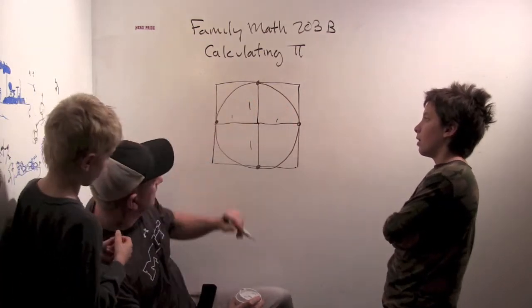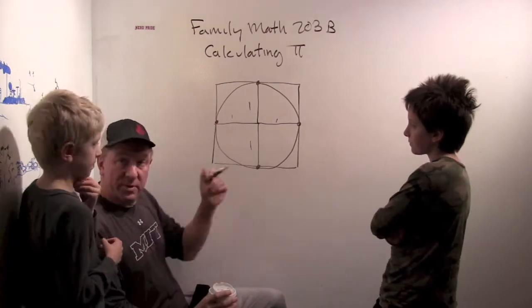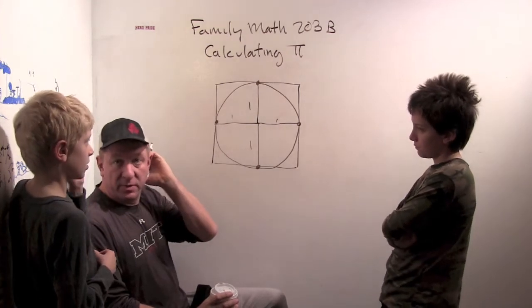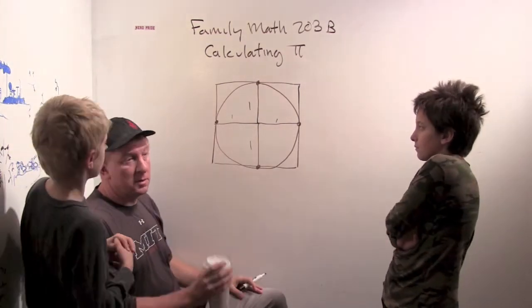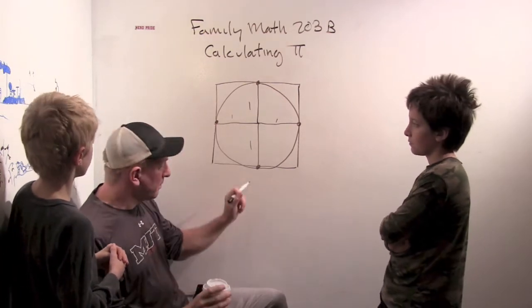And then you have those 4 points that exactly meet. Yep. And how big is the square then? Can you tell me how big the sides of the square are if the radius of the circle is 1? Well, the sides, they're 2.